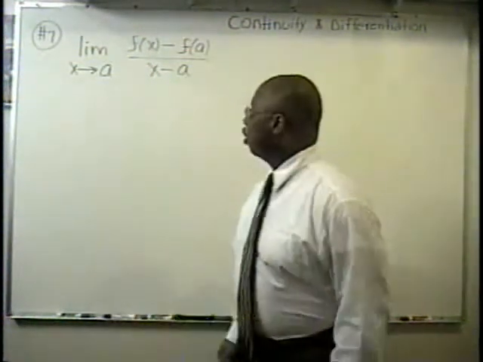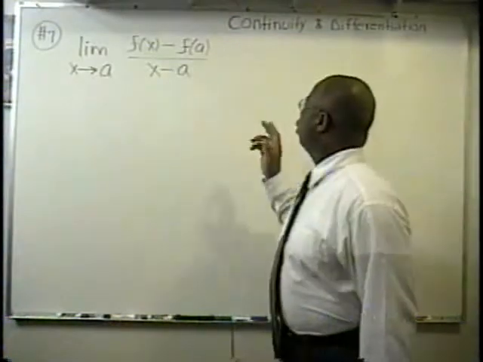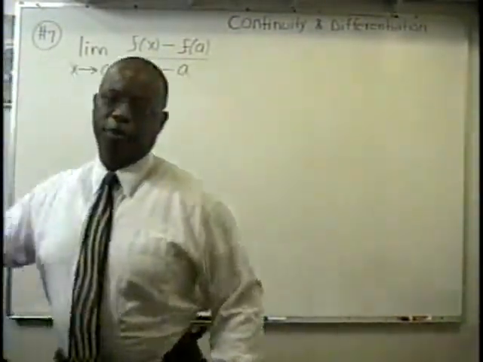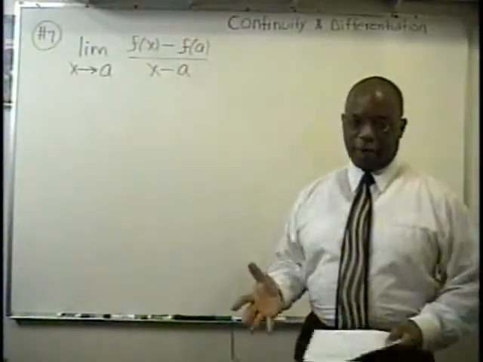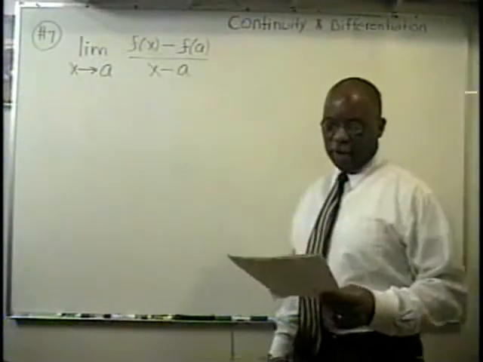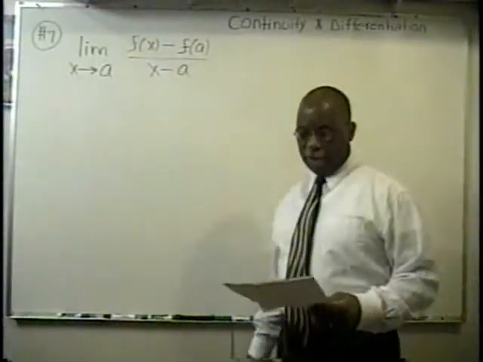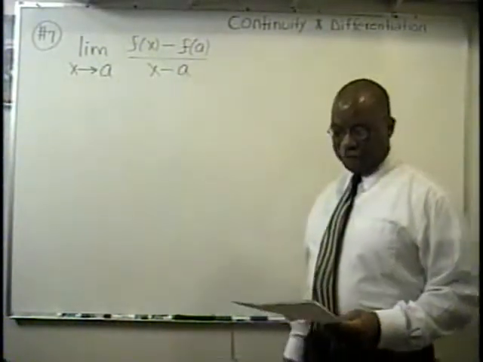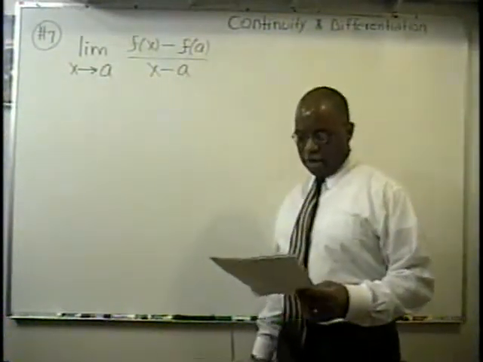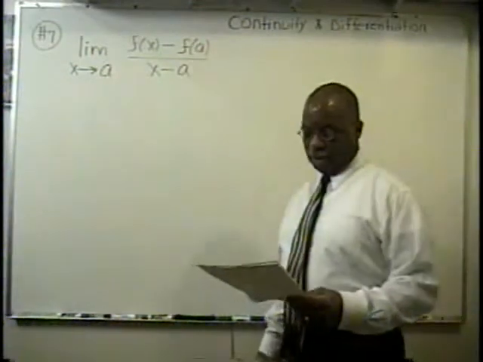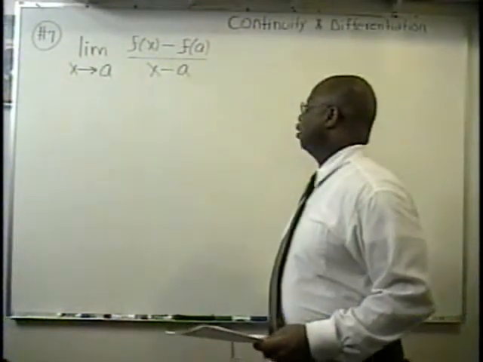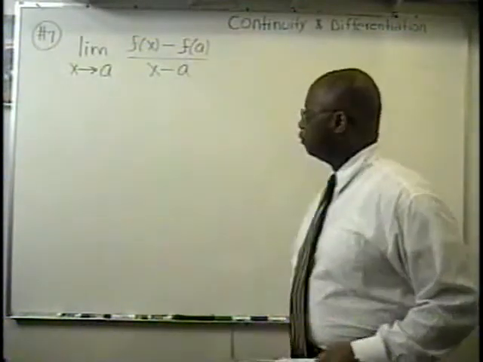Welcome, ladies and gentlemen, to problem number 7, and we're dealing with continuity and differentiation. From the sheet that you should have printed from my webpage, it says: using the definition of continuity and the theorems on A1 and A2, show that the definition of the derivative of f at x equals a can be written as the limit of f of x minus f of a over x minus a.